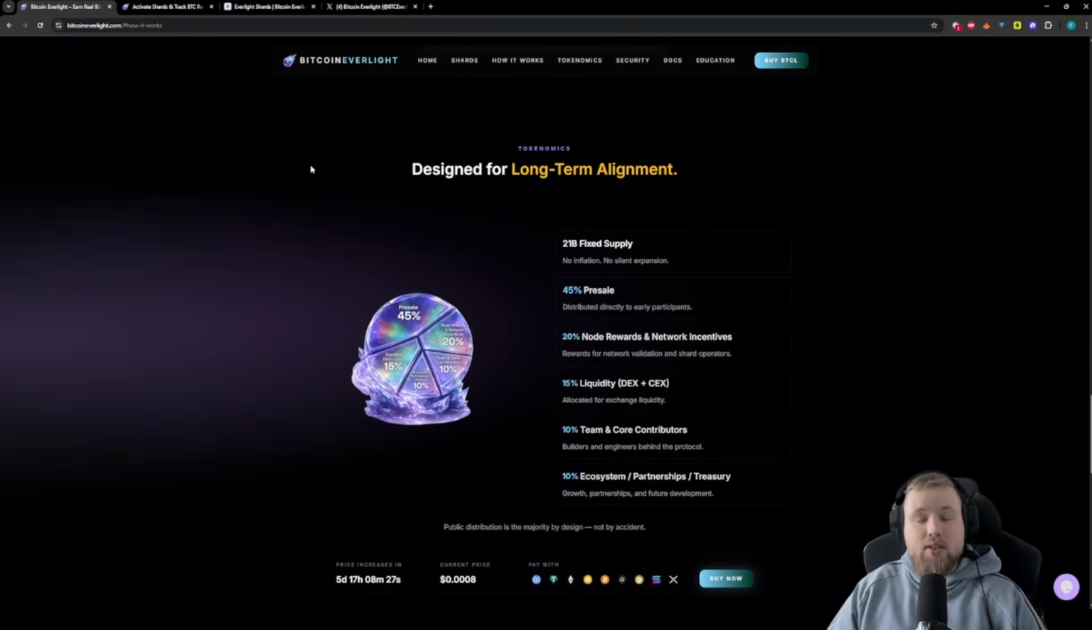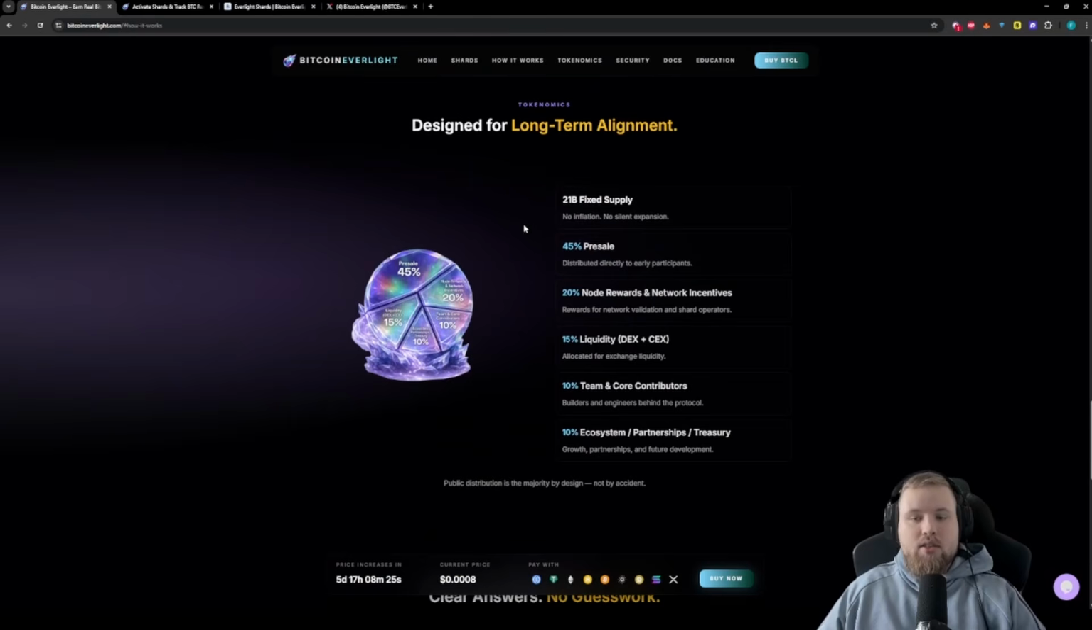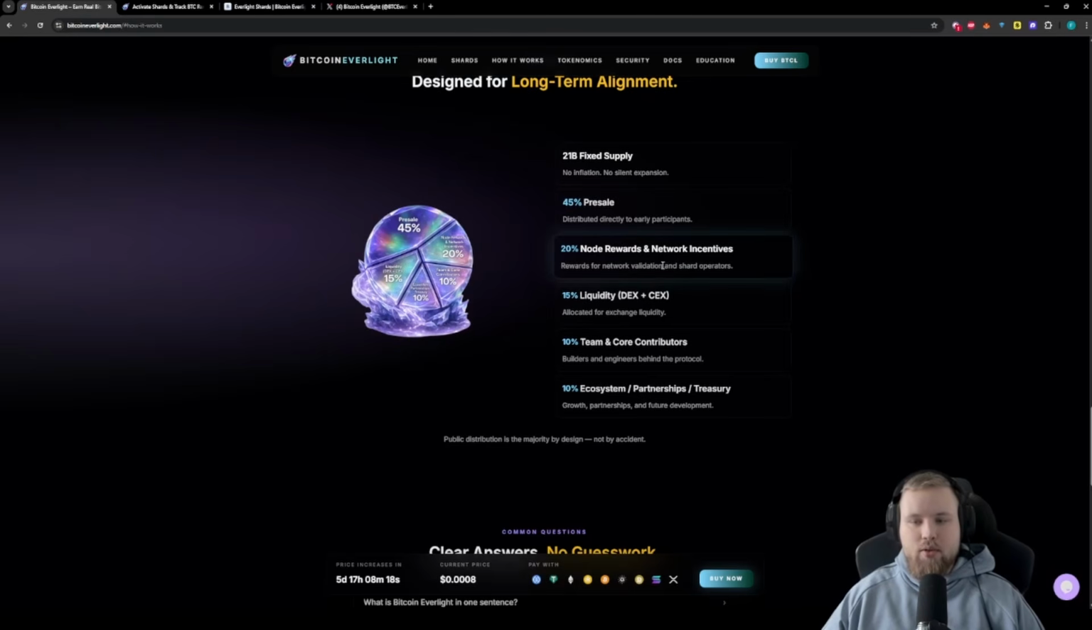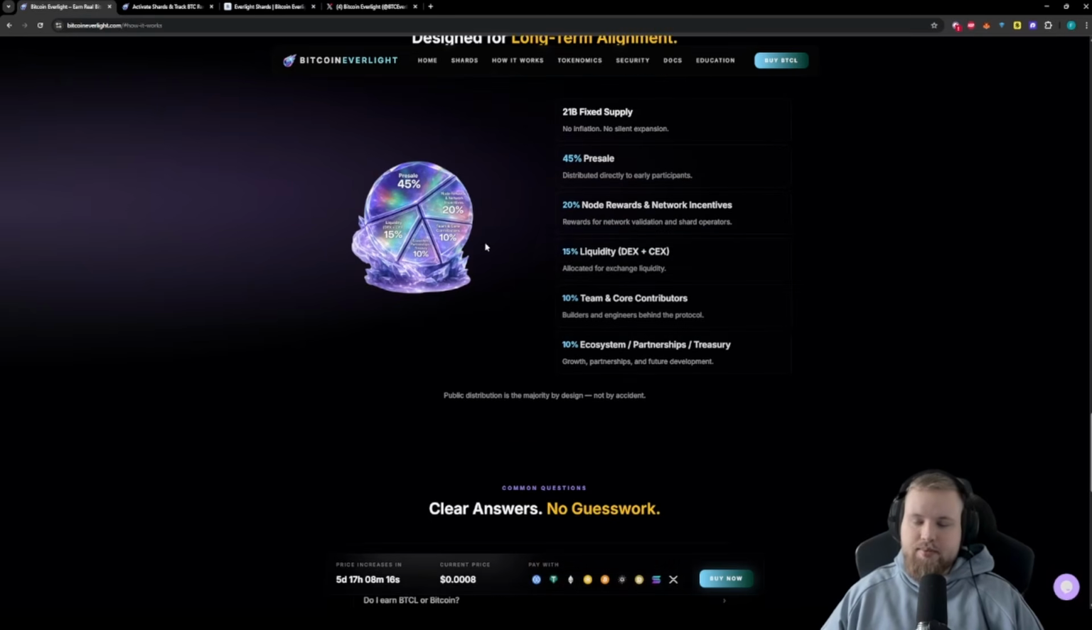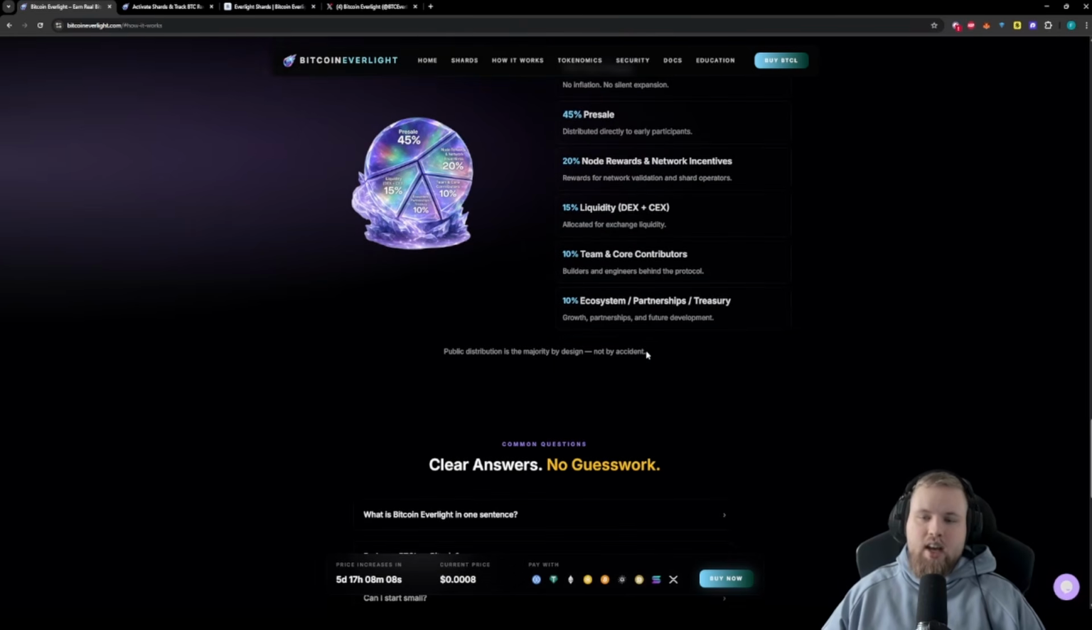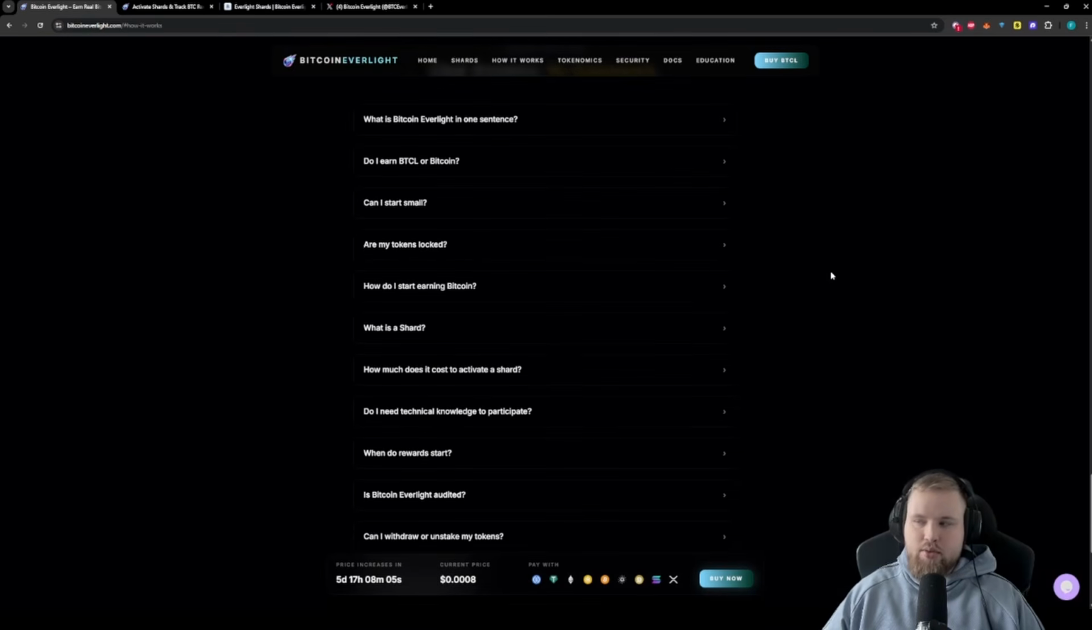Maybe interesting for you as well is the tokenomics. So we have a 21 billion fixed supply. We have 45% for the presale. We have 20% node rewards and network incentives, 15% liquidity, DEX and centralized exchange, 10% for team and core contributors, and 10% ecosystem partnerships and treasury.